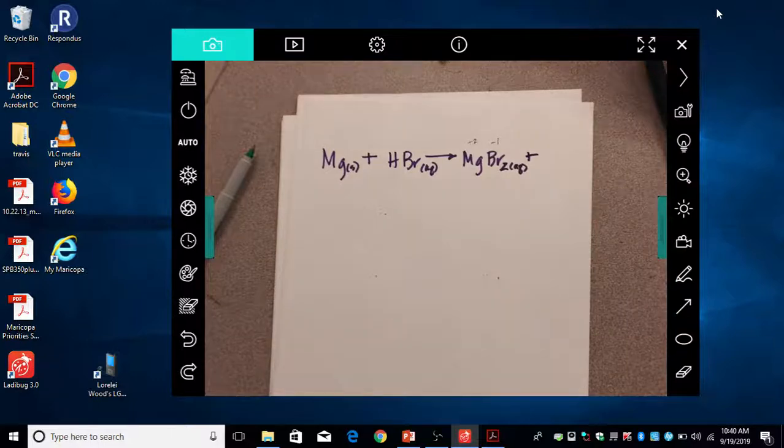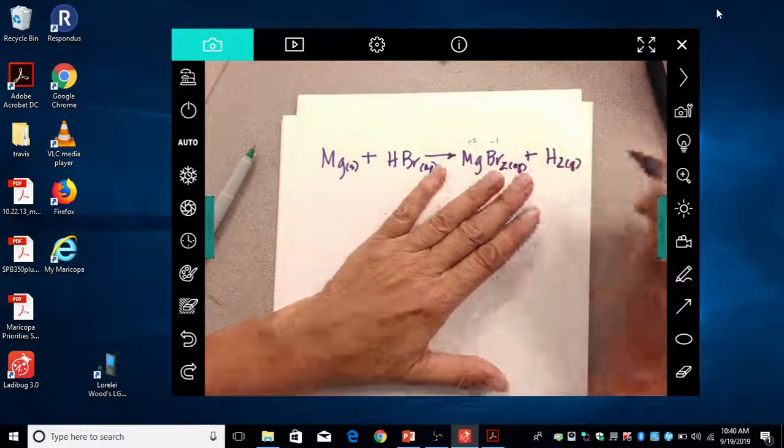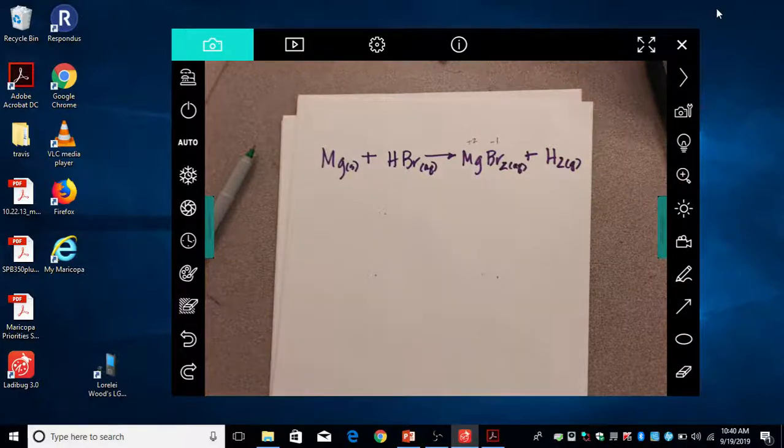And what else am I going to get out of this? Hydrogen gas. And what's the formula for hydrogen gas? H2. H2, not 2 H's. H2 gas. And so in this case, what you would see would be bubbles, right?